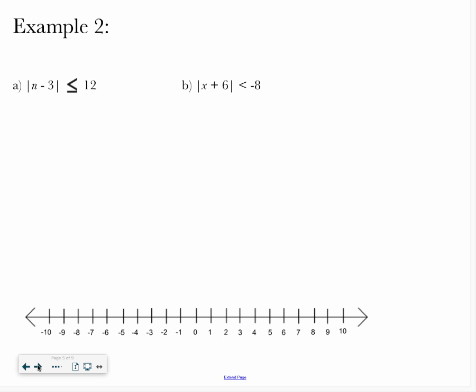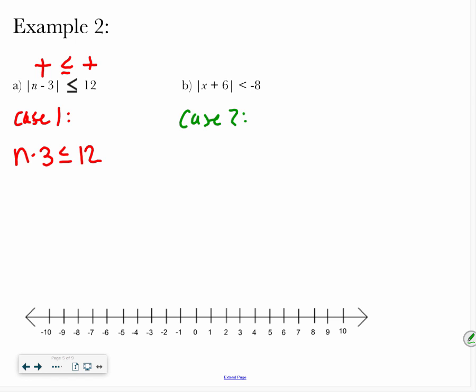Alright, let's take a look at example 2. We have a positive is less than or equal to a positive. Okay, that can happen, so let's go ahead and solve. We do case 1: n minus 3 is less than or equal to 12. For case 2, I have n minus 3, and I have to flip my inequality symbol, so it's greater than or equal to negative 12. Now I just go ahead and solve it like a normal problem.